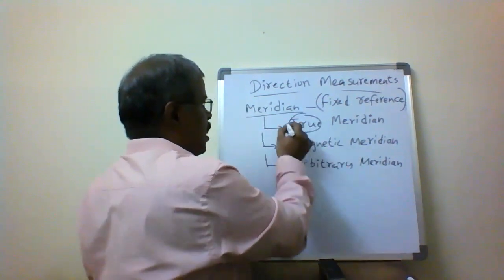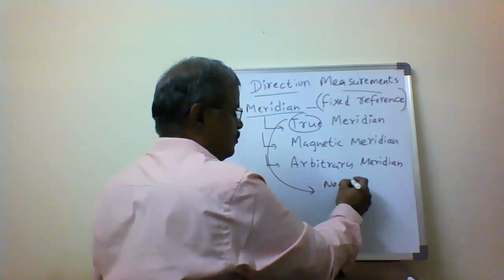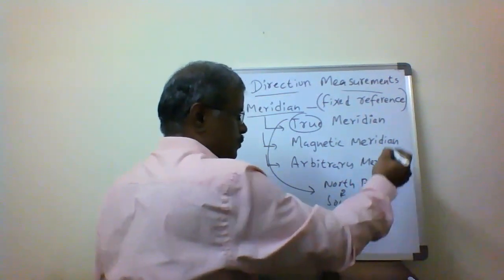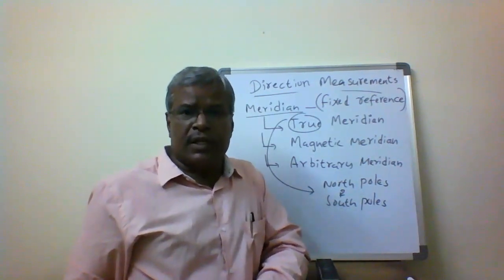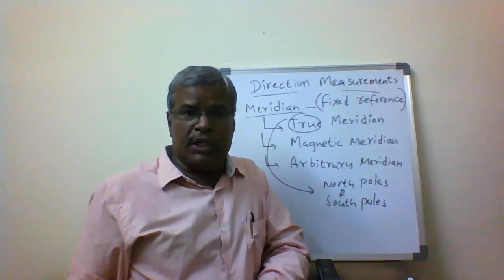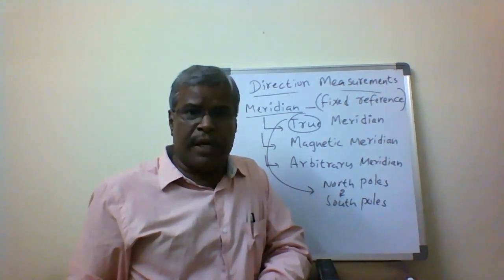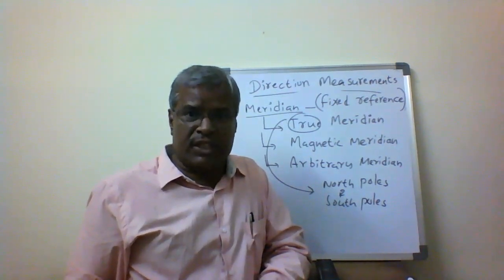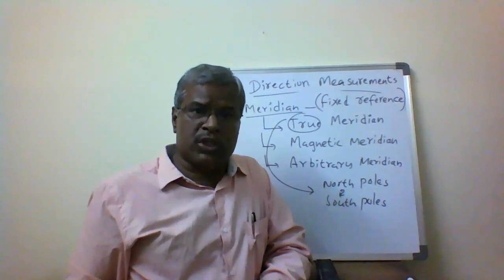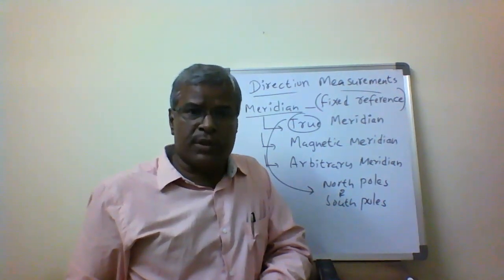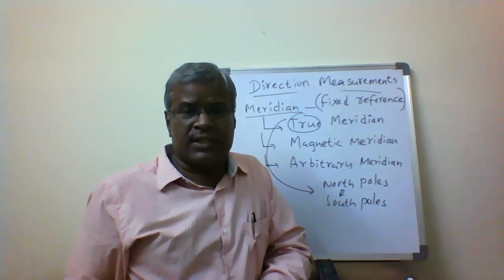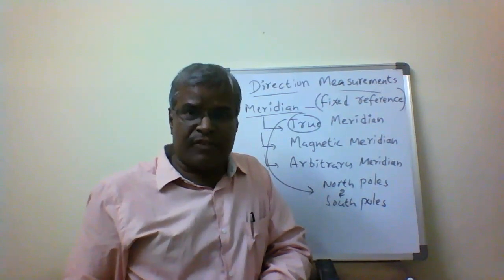In the true meridian, I take the north and south poles of the earth. The line passing through the north and south poles is my reference, and that is called the true meridian. North and south poles of the earth are considered as the fixed reference point, so it is called the true meridian. It does not vary or change; it is constant at any place. That's why the north and south poles are taken as a fixed reference point.